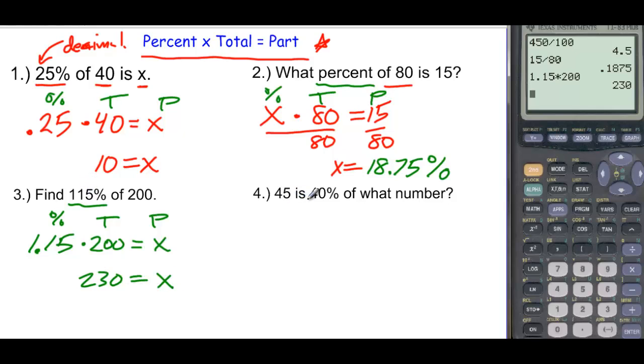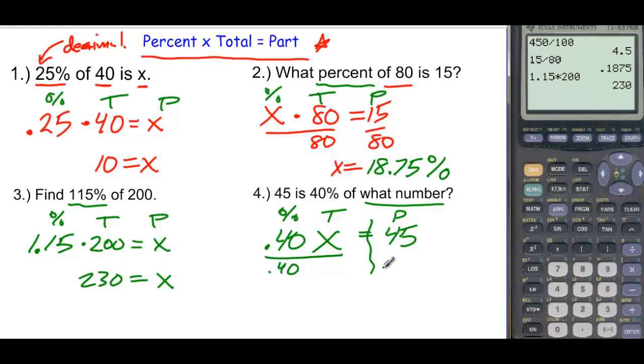Okay, 45 is 40% of what number? So that's the total. So 40% is going to go up front. The total right now is here. So percent total is what? Okay, and then that's the part, 45. So obviously the x is going to be bigger than 45 because 45 is only a part of it. So to get x by itself, we're going to divide by 40, both sides. 0.40 I should say. And x is equal to what?